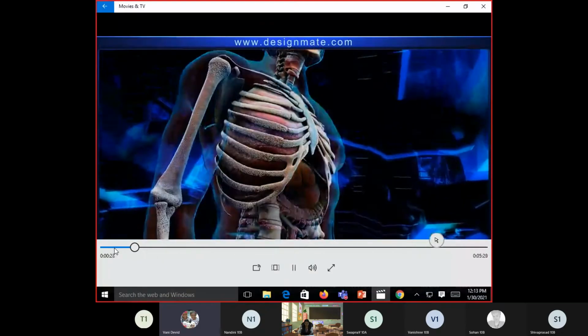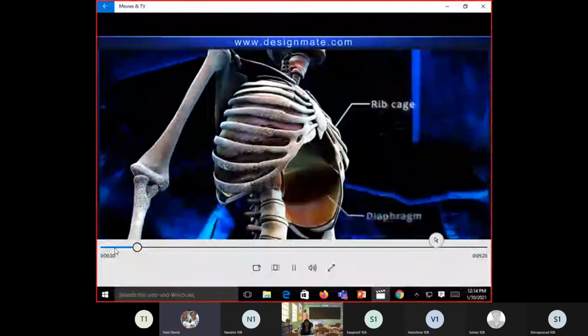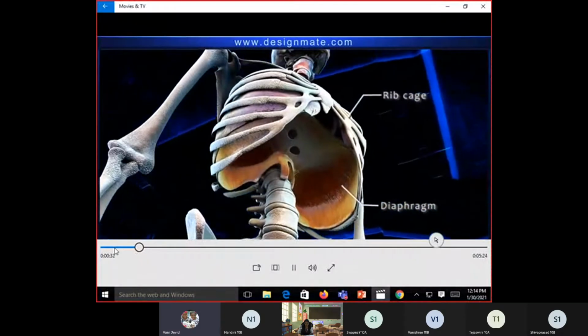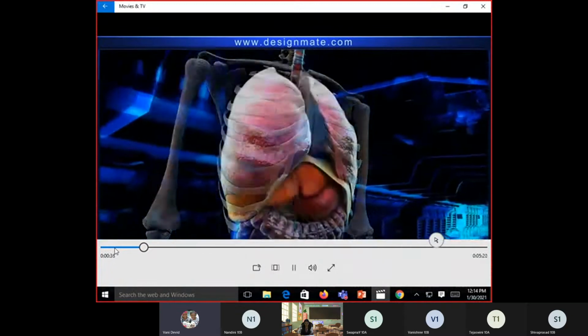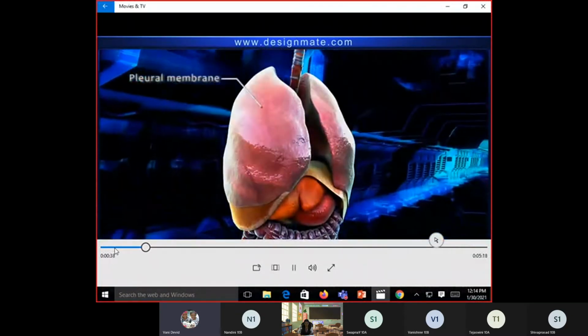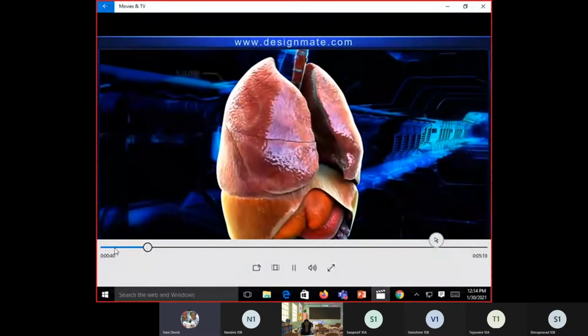In the thorax region, the rib cage and a dome-shaped fibrous tissue known as the diaphragm are observed. Present within the rib cage are the pleural membranes, which enclose the lungs.